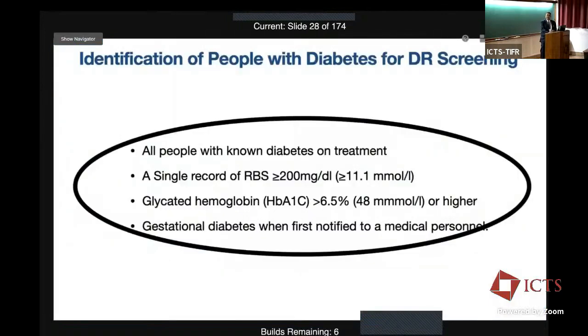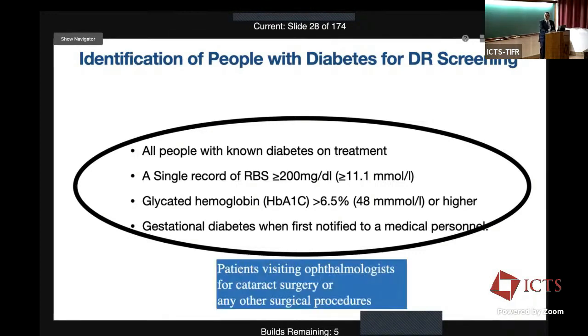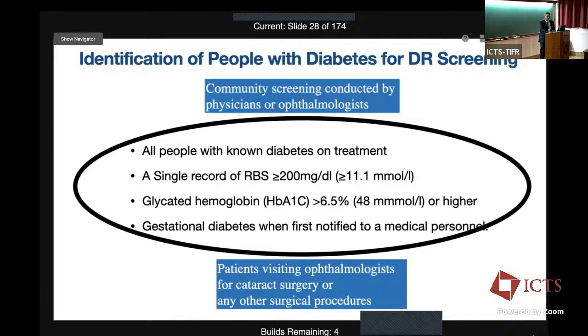So how the screening is done: basically we target people with diabetes, and how to identify them. You can have patients who are visiting an eye doctor or a physician, or community screening, the NCD registers.